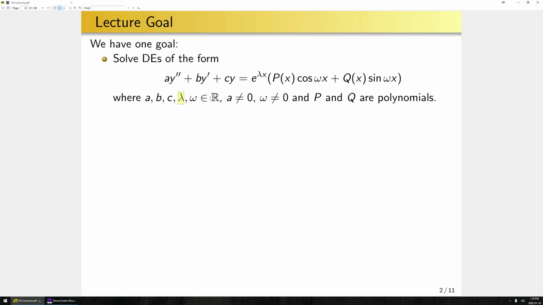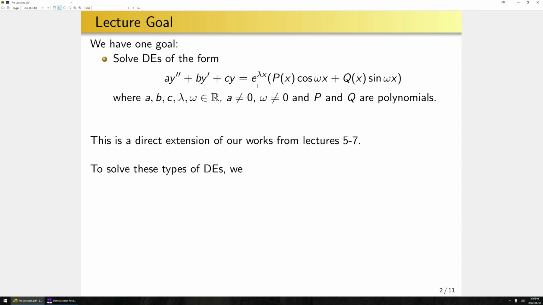This new omega and the new lambda are also going to be constants. I'm going to assume that A is non-zero, otherwise we have a first order differential equation and things don't apply, and we know how to work in that case. And further, we're going to assume that omega is non-zero, because if omega was 0, then all of this simplifies to simply this polynomial p of x, since cos of 0 is 1 and sine of 0 is 0. Then this would be of the form p of x e to the lambda x, which we've seen before.